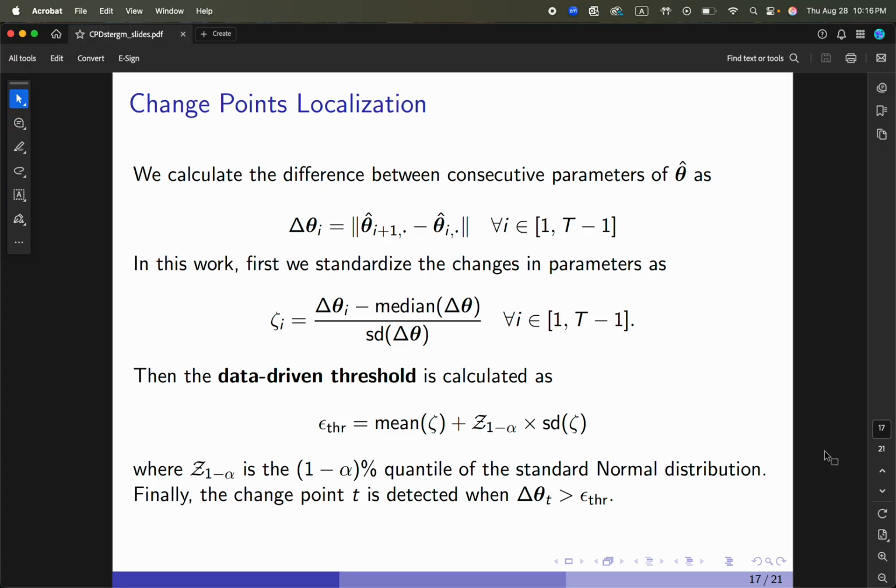Once the parameters are estimated, we are ready to localize the change points. Intuitively, the change points are the time points where the parameter at time t is substantially different from the parameter at the previous time point. So we can develop a data-driven threshold by first calculating the sequential parameter difference and then standardizing the change in the parameter. We consider the time points with parameter differences greater than this data-driven threshold as the change points we want to detect.